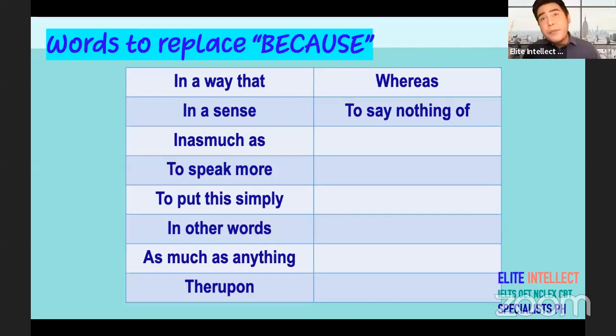In as much as, okay? Well, there were a lot of programs that were implemented by the government during the pandemic, in as much as they were able to provide livelihood programs for the people. There you go, right? Okay, what else?